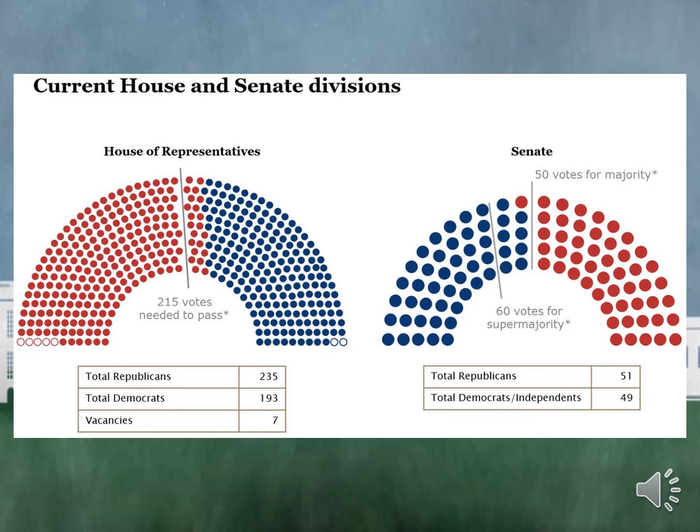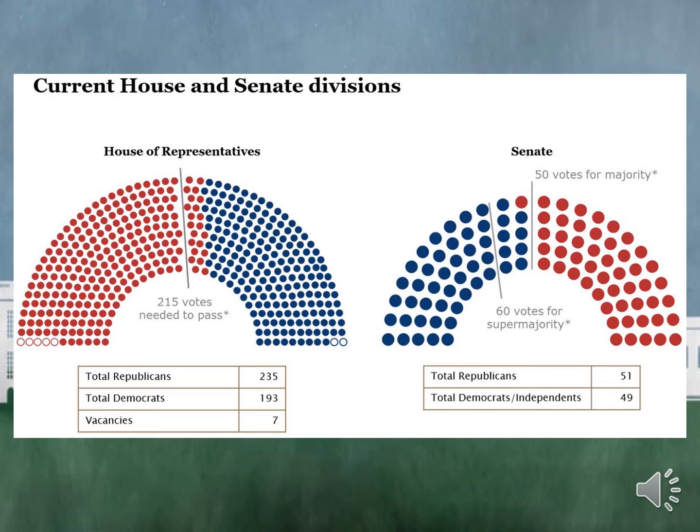Here is the current makeup of the 116th Congress. As you can see, the Republicans strongly control both the House of Representatives and the Senate. In the House of Representatives, there are 235 Republicans to the 193 Democrats, with only 7 vacancies. For a majority in the House of Representatives, you currently need 215 votes, which means that if all Republicans vote along party lines, they can pass legislation.